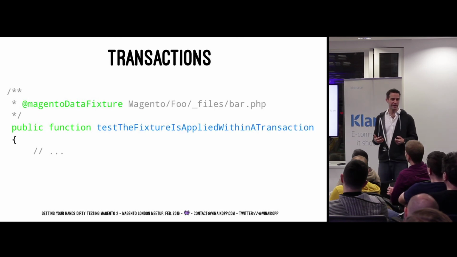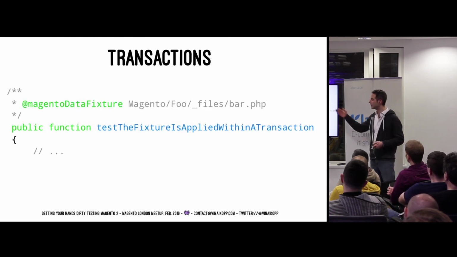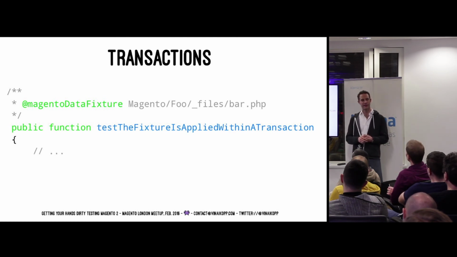Another time that the isolations are enabled is if I specify a data fixture. This automatically turns on test isolation, database isolation. So after the test runs, it will roll it back and the fixture will be removed again. So that's actually the common case. So normally the stuff will be rolled back fine.